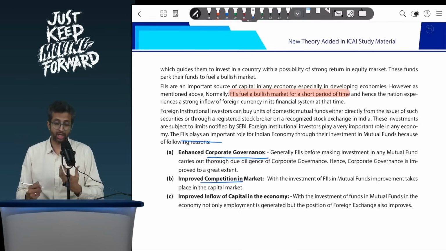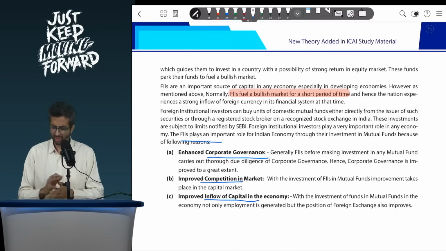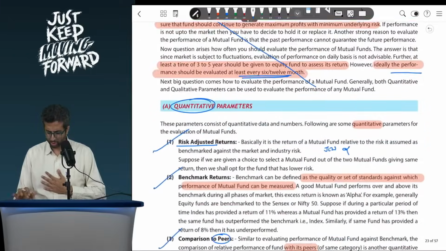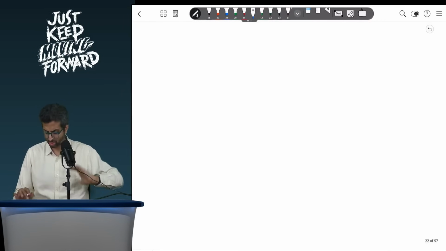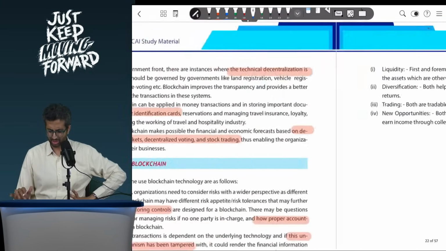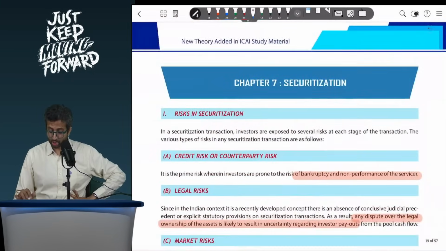Improved competition in the market for this money and improved inflow of capital in our economy. This is general mutual funds. I would only, from an exam perspective, look at this Sortino ratio just in case we should know, but otherwise there's nothing much per se. Okay, next you look at securitization.